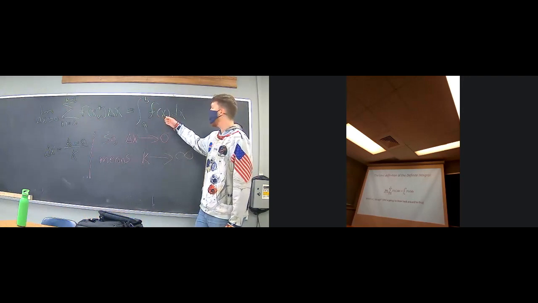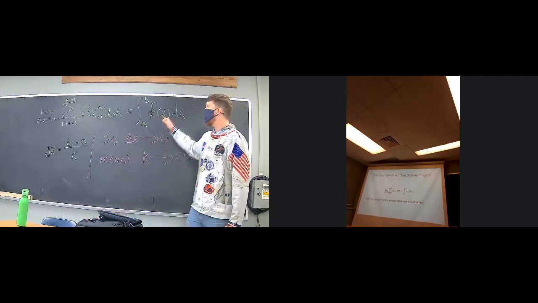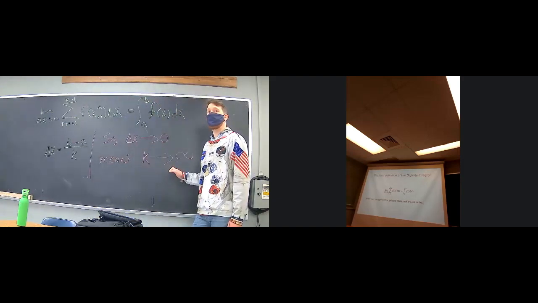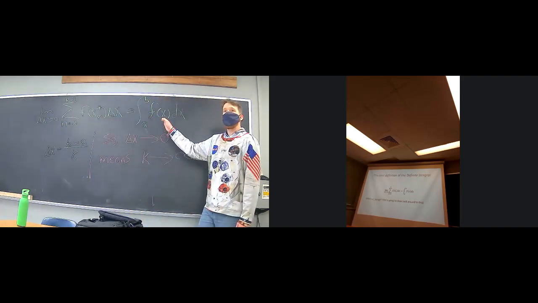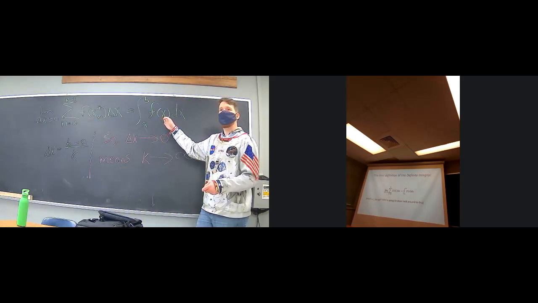Coming back to this limit definition. One way we can interpret this is that since delta x has to go to 0, that means k has to go to infinity. That means you're adding up an infinite number of values and getting a finite value back. You just added up an infinity of things and got a number back.